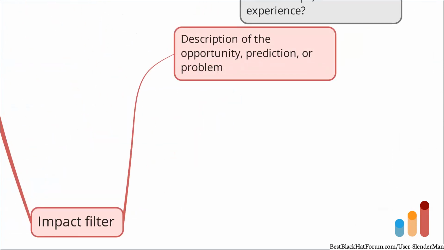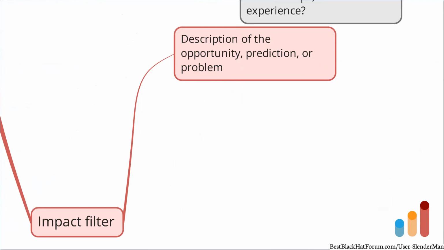So the way that the impact filter works is you really just answer a series of questions, and it can fit on one page, and it doesn't take a lot of time, but it does set you up in a really positive and strong and effective way to speak to how your urgent problem that you can solve, the 10x opportunity that you're going to introduce them to, the imminent prediction that you're going to make, is going to have an impact on their life.